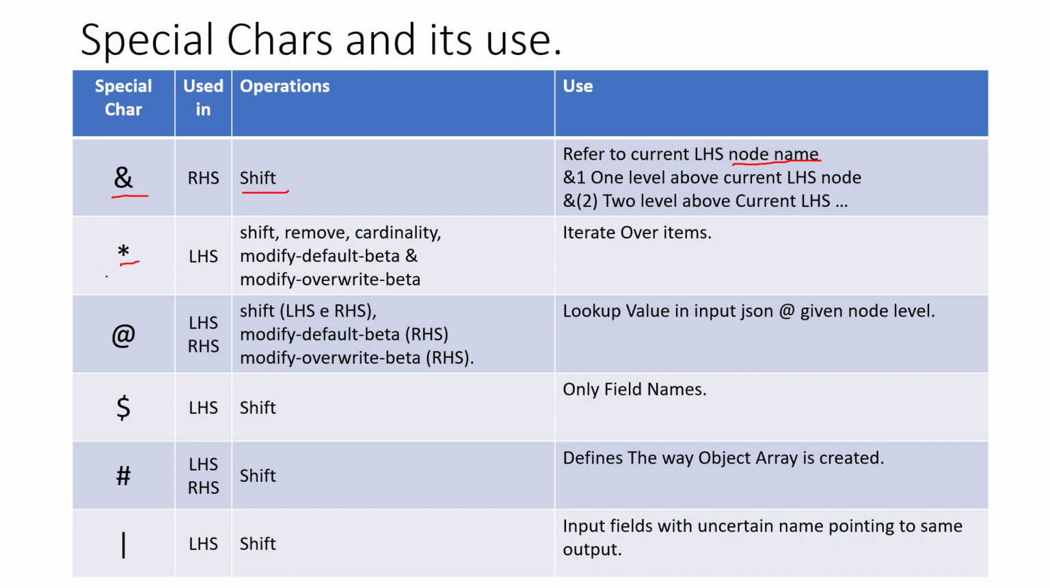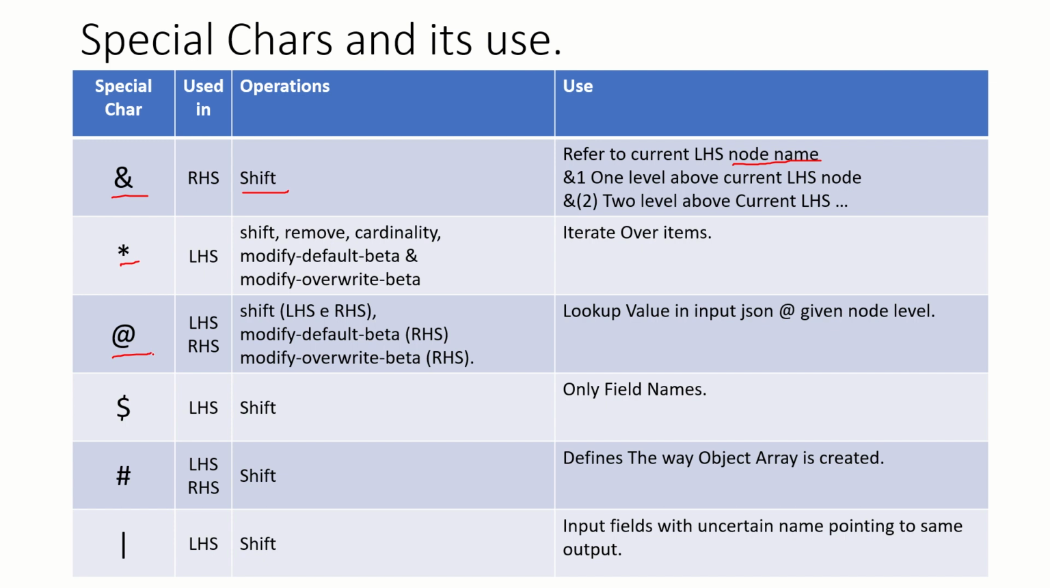Asterisk means for loop. Asterisk means iterating over objects. It can be used with the shift, remove, cardinality, modify default beta, and modify override beta. So asterisk means iterate over.